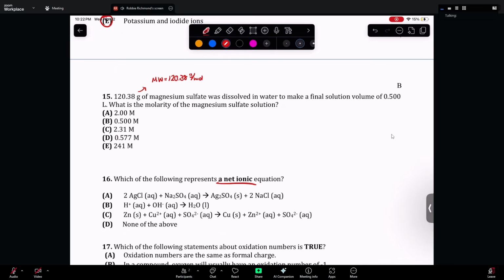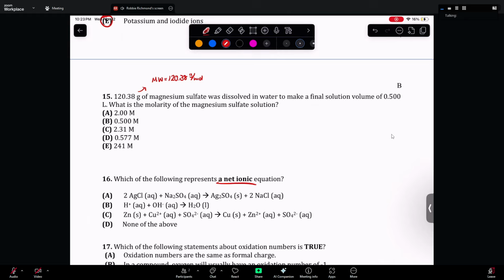Okay. Number 15, 120.38 grams of magnesium sulfate was dissolved in water to make a final solution volume of 0.5 liters. What is the molarity of the magnesium sulfate solution? The molecular weight of magnesium sulfate is 120.38 grams.